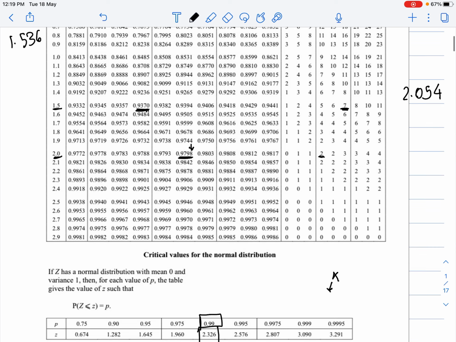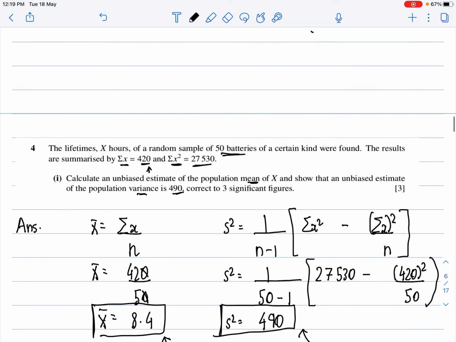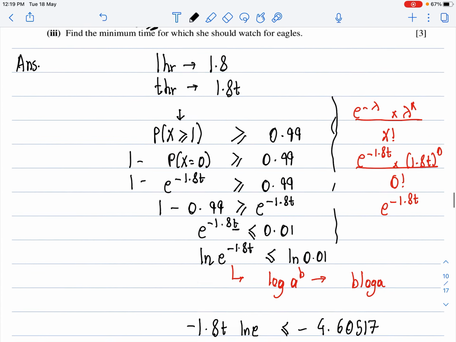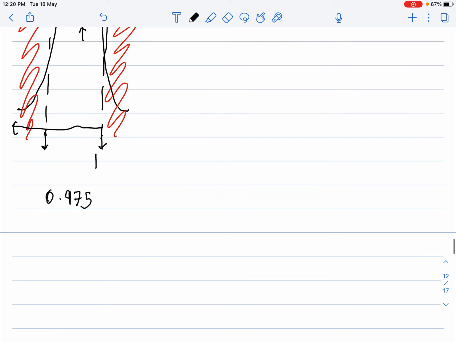So I'll scroll up to the table. I have my table here, with the set of critical values. I need the probability for 0.975, and I know the Z value for that is 1.96. So I'll scroll back down. This is 1.96, and because it's symmetrical, this is minus 1.96.